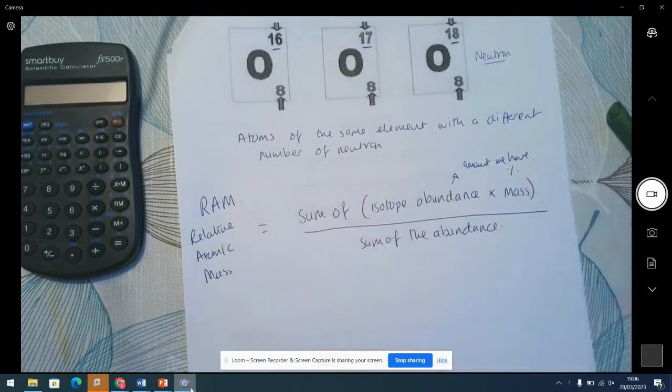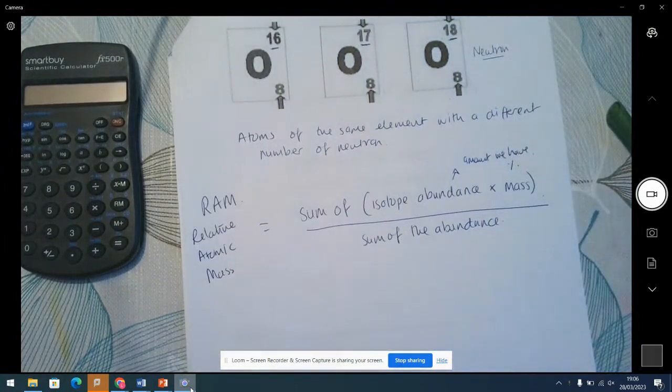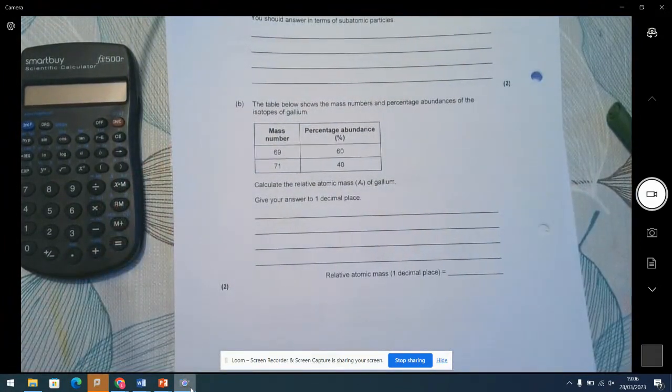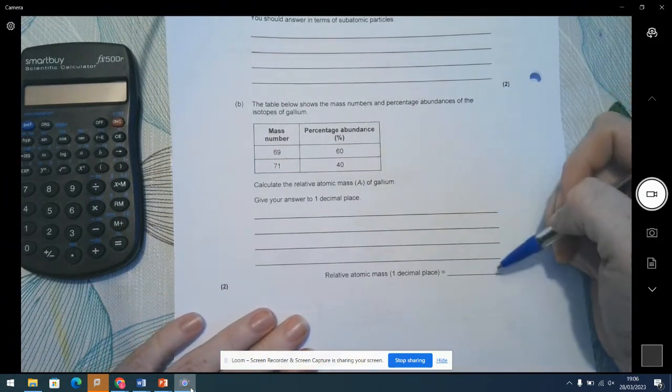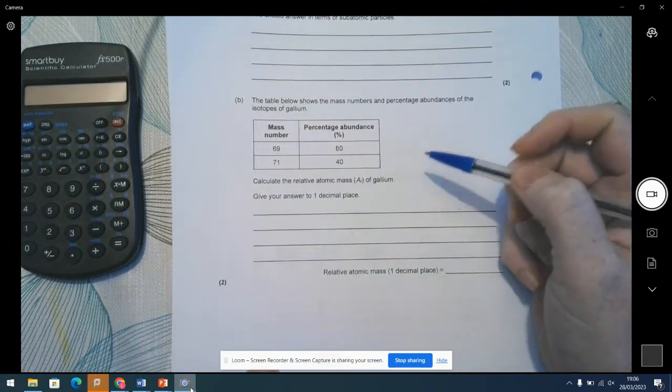Now, this might sound a bit strange, but I'm going to show you it in terms of an actual exam type question. So here is a typical isotope abundance question. And as you know, we always talk about bugging the exam question, but this is usually worth 2 marks, sometimes 3 if there's more than 2.